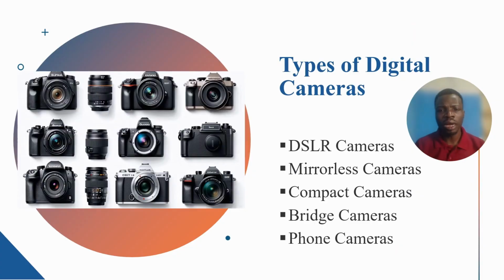Okay, so what are the types? Of course, there are so many types out there. You see different digital cameras out there. You use them to snap, to take videos and whatever. There are a number of them, but what are they? So here we are going to look at some of them. The first, we have the DSLR camera. We also have the mirrorless camera. We have the compact camera, bridge camera, and phone camera.